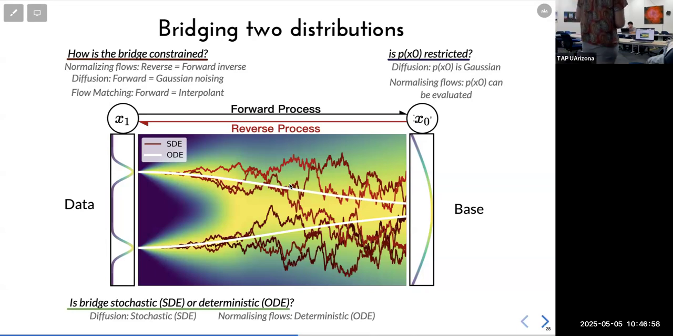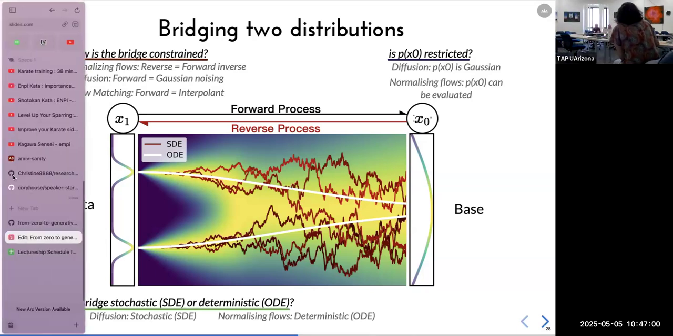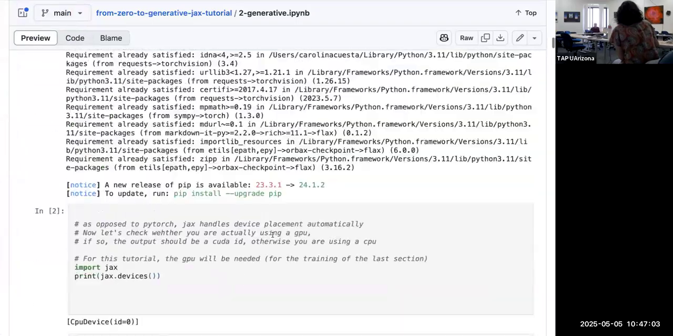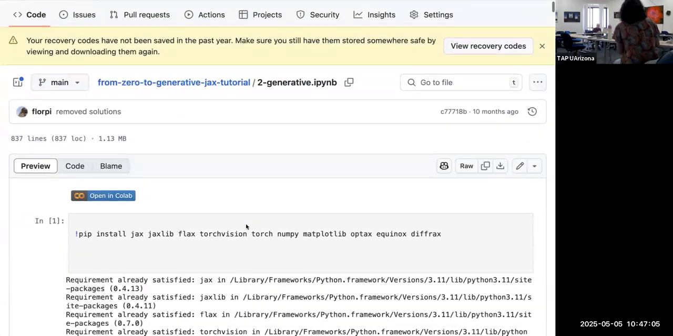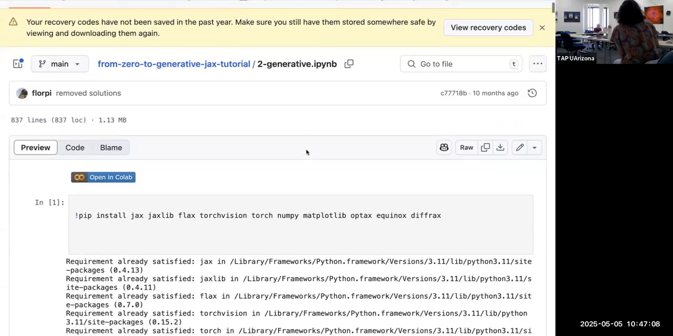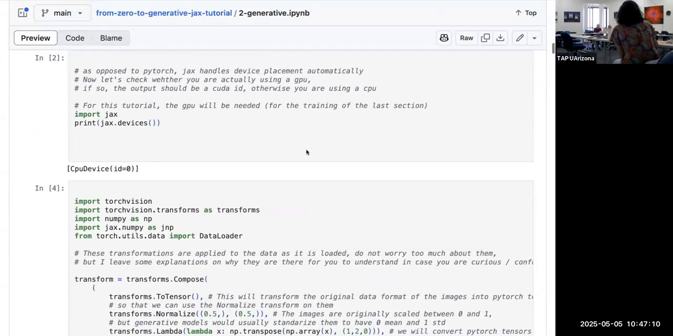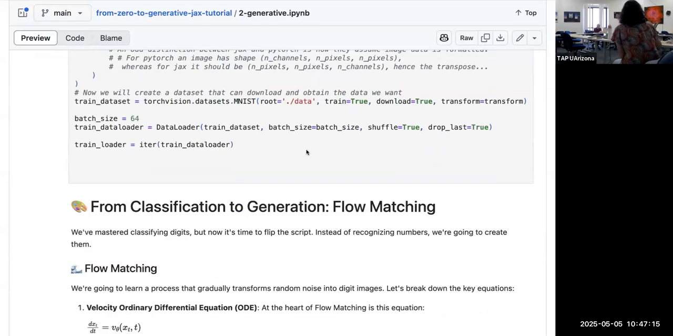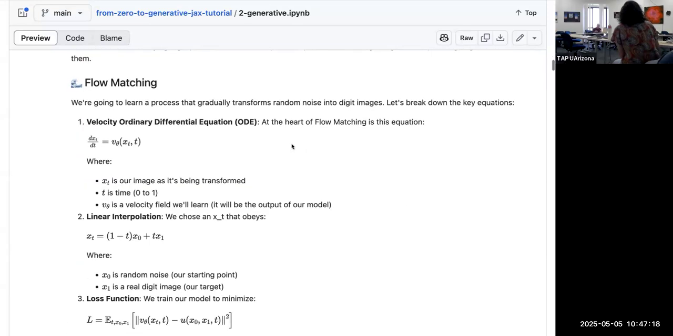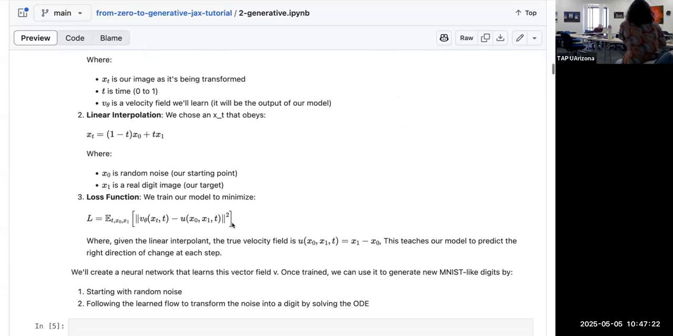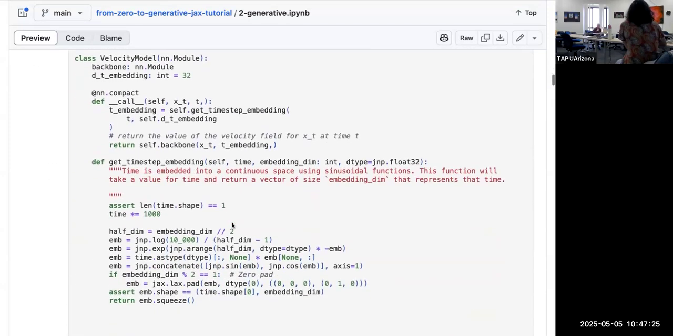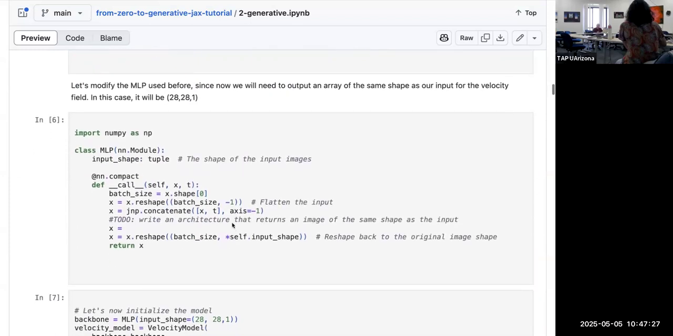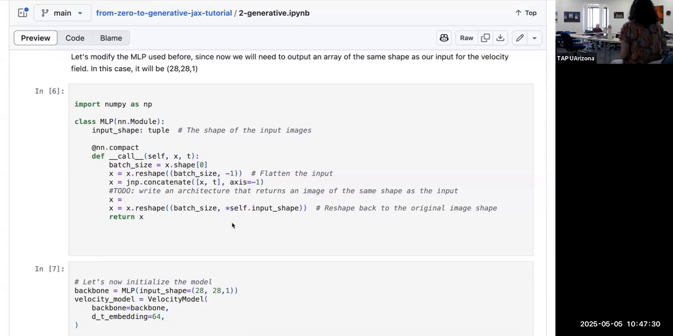Cool. So we can have a look at the tutorial. It should be on the same repo as last time. This "From 0 to Generative JAX" tutorial is number 2. You should see that it has very similar language and setup. It's also using JAX and the same dataset, MNIST. But now we're going to change from classification to generative models. Whenever you have a question, just feel free to raise your hand.